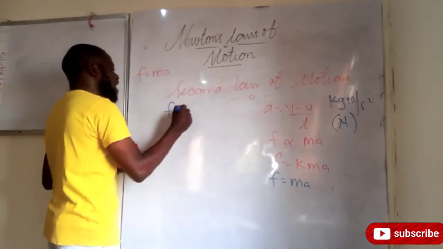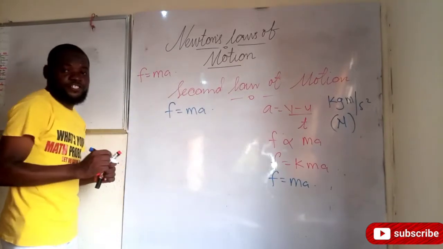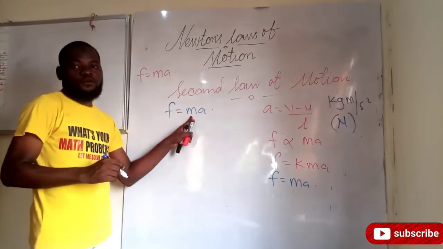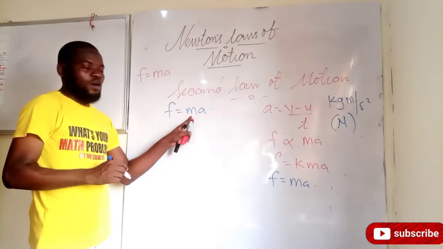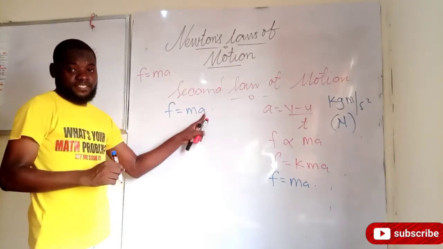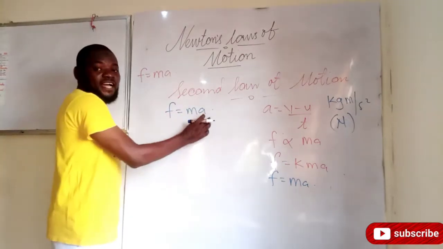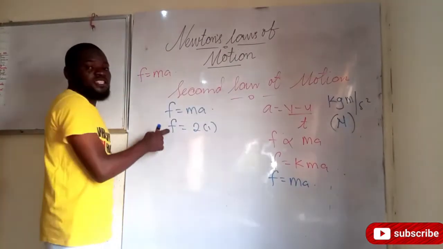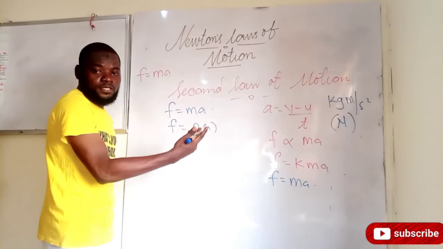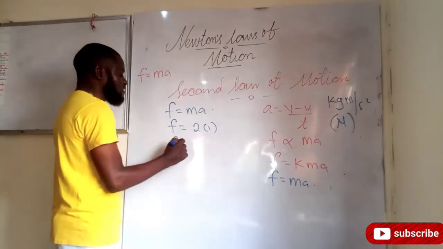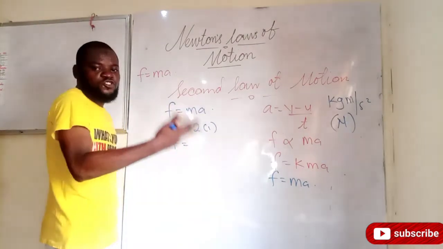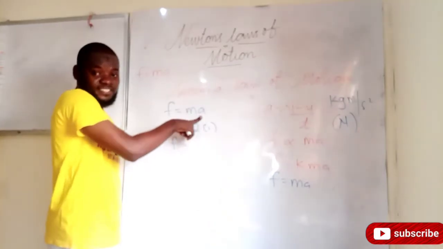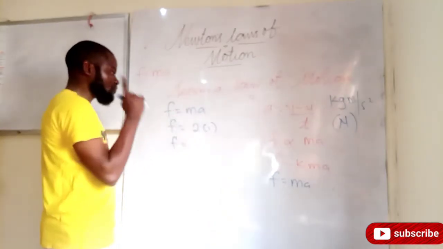So if I have that F is equal to mass times acceleration, what will happen if I double the mass of a body and I keep the acceleration constant? If I double the mass of a body and keep the acceleration constant, then I will have 2 times 1. It means the force will also have to be doubled. If I triple the mass, the force will also have to be tripled if I keep acceleration constant. Are we together now?